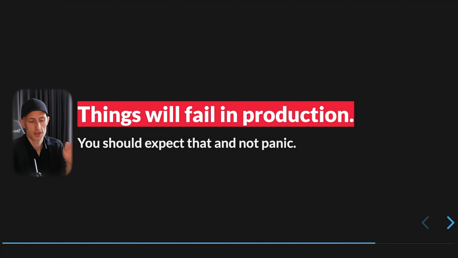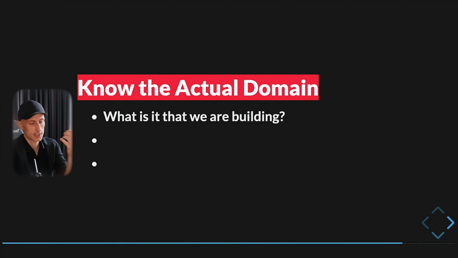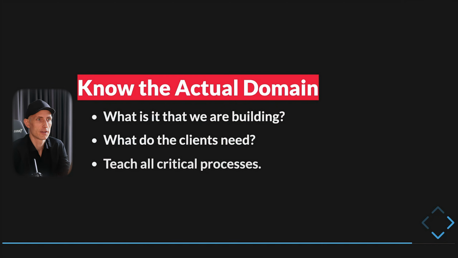And now the last point, the most important point, which I teased before in the introduction. It's the one thing that product managers just need to know. If they don't know this, nothing will work. It is knowing the actual business domain. And that means they know exactly what they're building. They know what the user needs, and they know roughly the critical processes behind it.